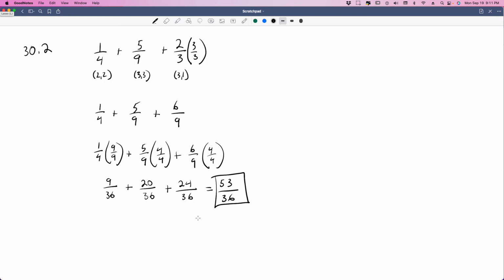I'm fine with the improper fraction. You do not have to give it to me as a mixed number. If you wanted to give it to me as a mixed number, you could put in 1 and 17 over 36. And as long as that's the only part of the answer, it's just the fraction, I'll take either one. The system will automatically calculate that for you.